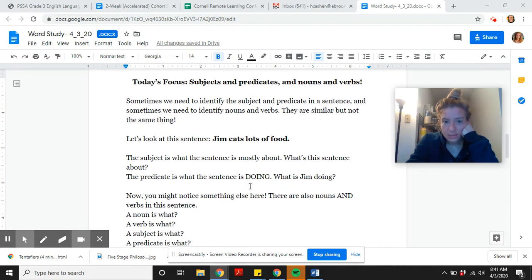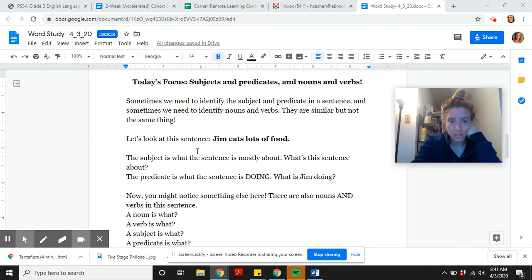So today's focus is going to be on subjects and predicates and nouns and verbs. Now, usually we talk about these things separately. We talk about subjects and predicates, and then we talk about nouns and verbs. But I wanted to talk to you about all of them together so we don't get super confused, because they're similar, but they're not entirely the same.